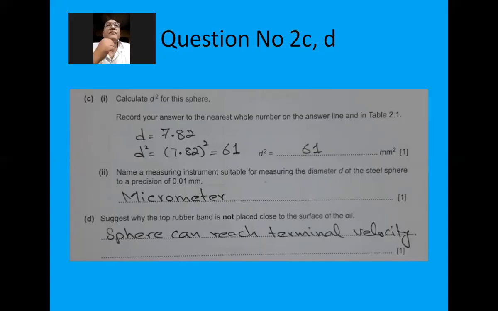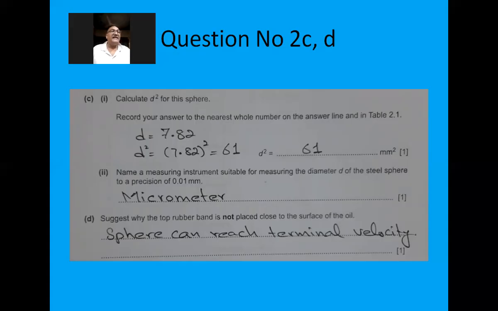Then he says, name a measuring instrument suitable for measuring the diameter d of a steel sphere to a precision of 0.01 millimeter. 0.01 millimeter means 1 by 100 of a millimeter. You know, your vernier caliper measures correctly up to 1 by 10th of a millimeter, and your micrometer measures up to 1 by 100th, meaning 0.01 of a millimeter. So we will use the micrometer here.